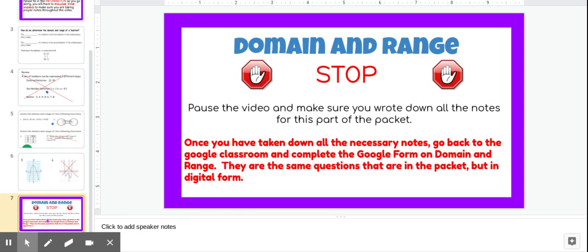So pause the video and rewind it if you need to. And when you're done, you're going to go back to the Google Classroom and complete the Google form on domain and range. Okay? They are similar to the ones in the packet. I did skip around, but just really understand what the domain and range go with. It's part of your turn, and I did skip some questions, so don't worry. We'll reinforce some of it tomorrow in another classwork problem.